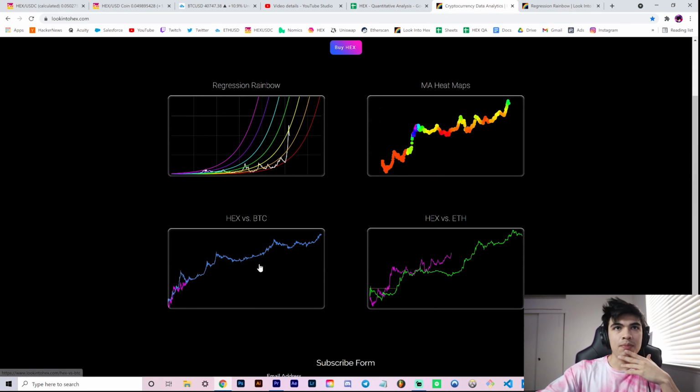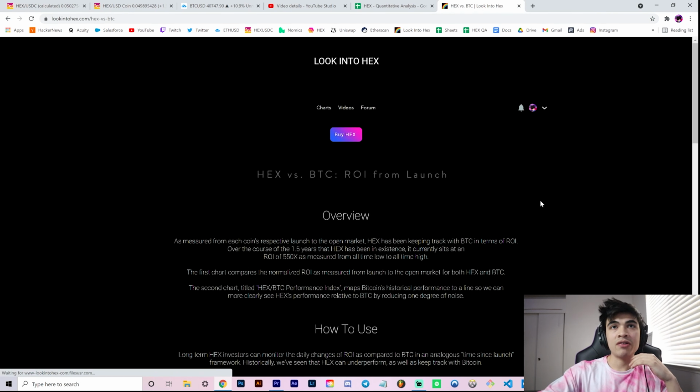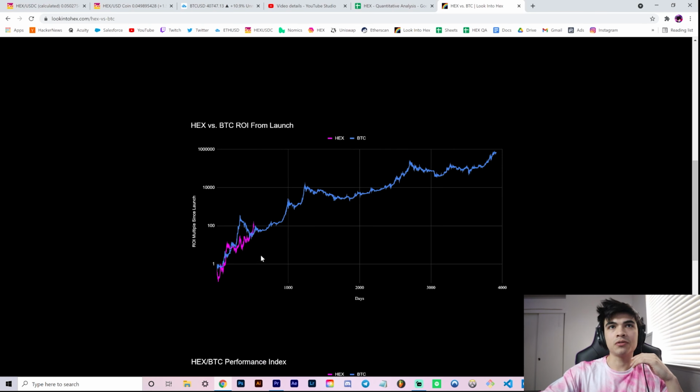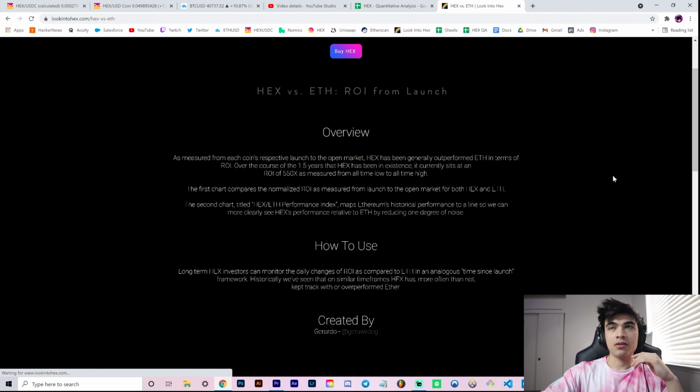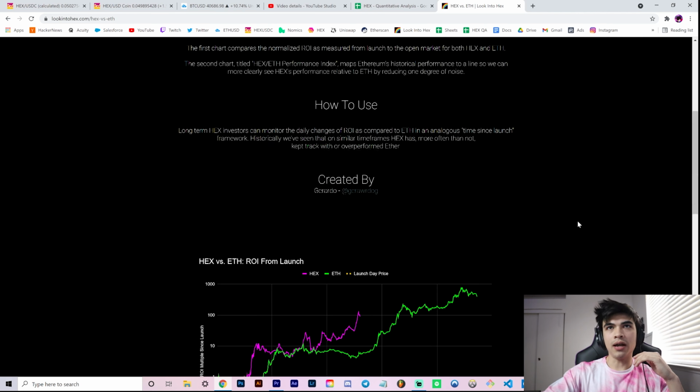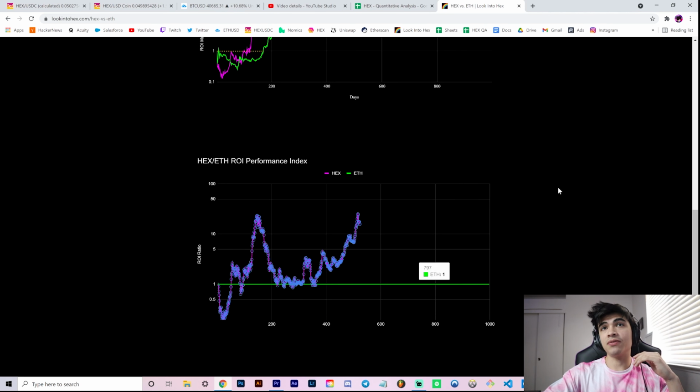Let's go ahead and update you with HEX versus Bitcoin ROI from launch. Right on track with Bitcoin. Beautiful. A little ahead of track, actually. And if you look at our HEX versus Ethereum, you see that it's pretty much ahead. Let it load here. Pretty much ahead, right?